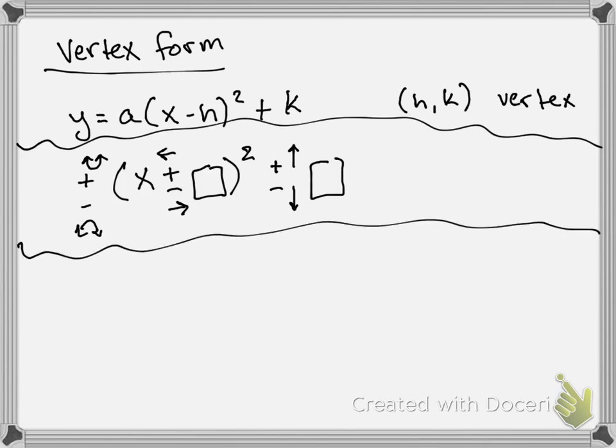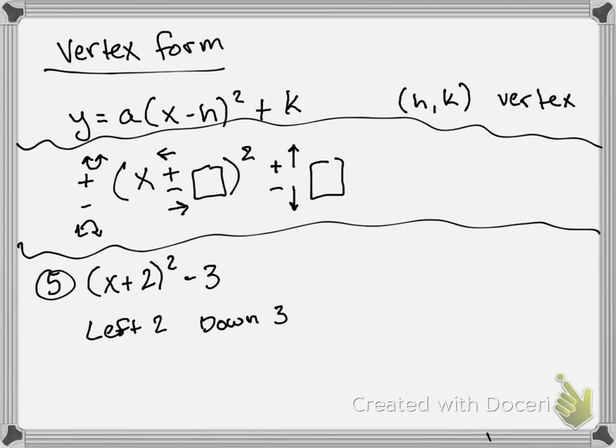Okay, so number 5, how does the parabola shift? x plus 2 squared minus 3. So how does that shift? Plus goes left 2, down 3. So think about a graph, and that's sometimes what I do when I try to figure out where the vertex is, even though this question didn't ask you where the vertex is. I think about where it shifts to help me think about where that vertex is.